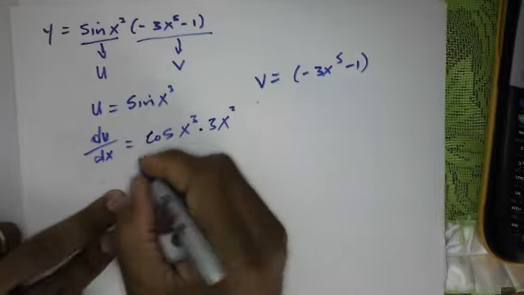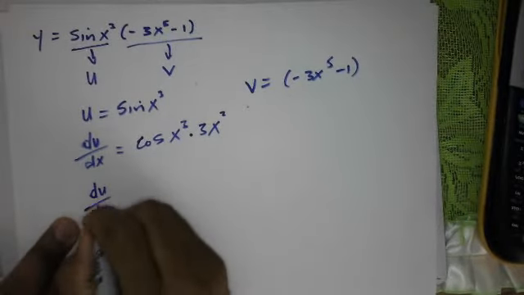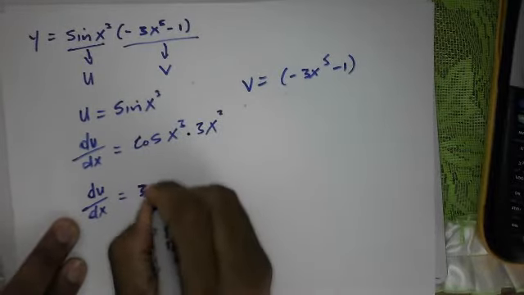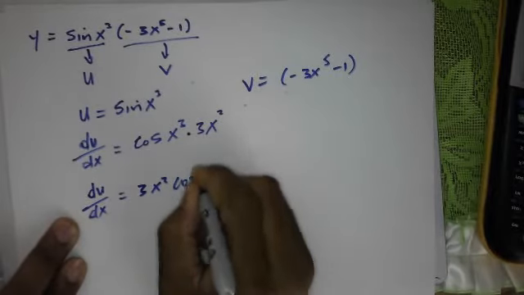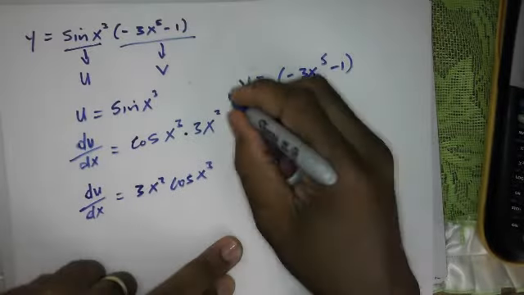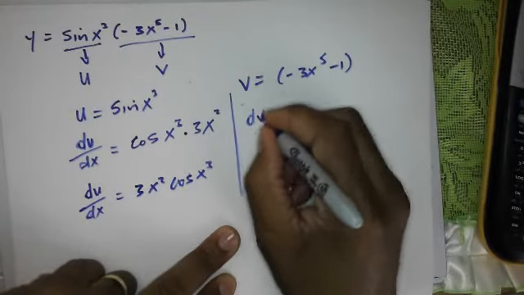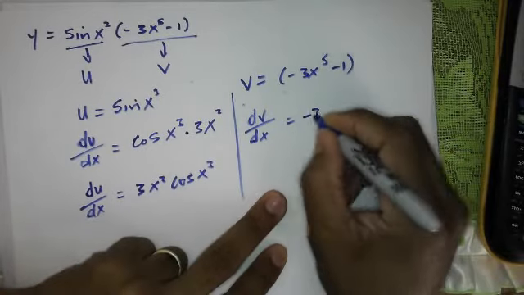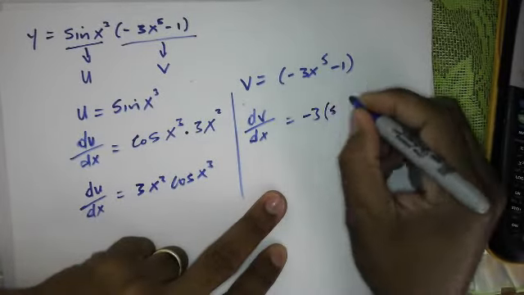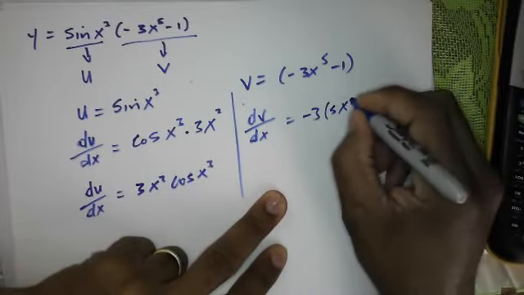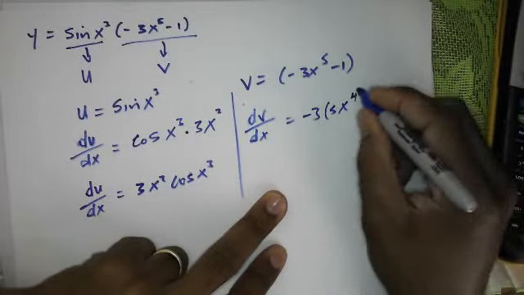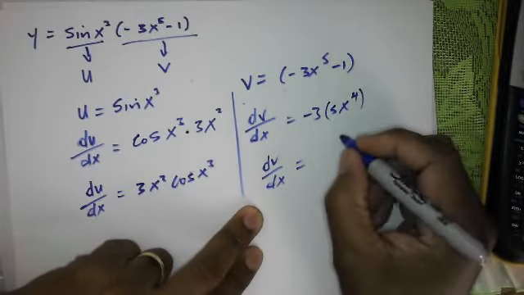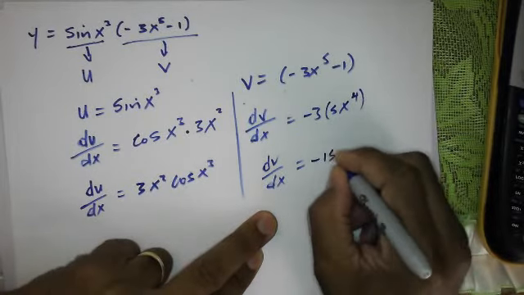So if I clean this up, du by dx would equal 3x squared times cos x cubed. That would give us 3x squared cos x cubed. And when I differentiate this part, dv by dx, I have my negative 3 here, I bring the 5 to the front, x, and I subtract 1 from the 5, so that is 4. When I differentiate a constant, that is 0. So dv by dx would equal negative 3 times 5x to the 4th. That would give us negative 15x to the 4th.